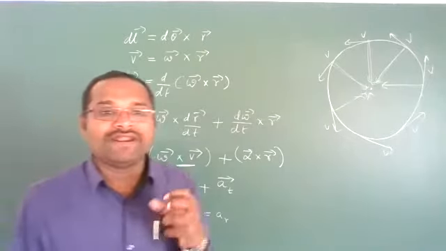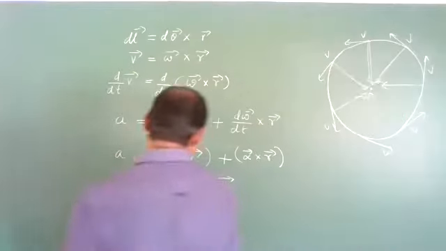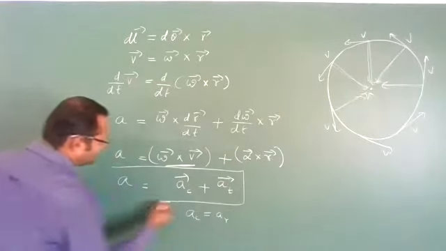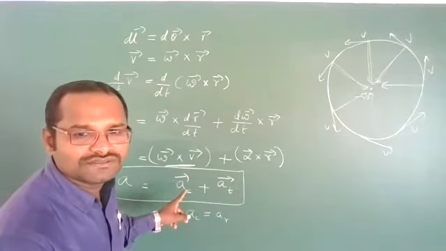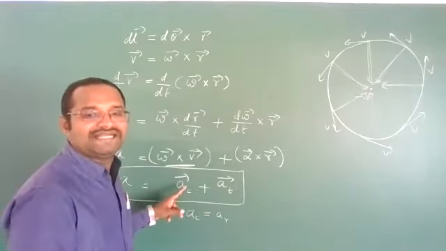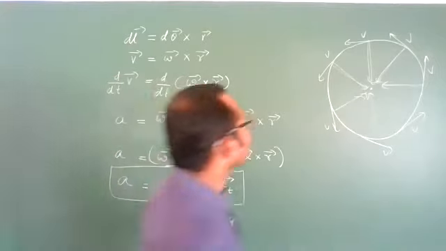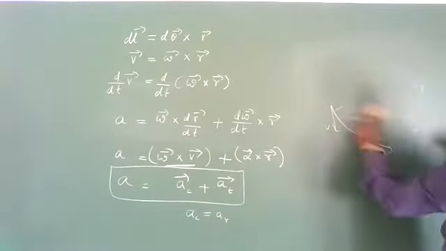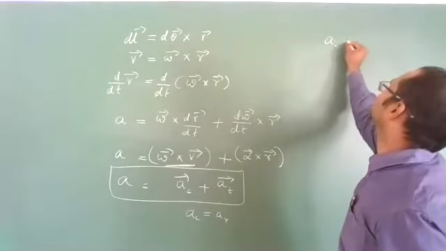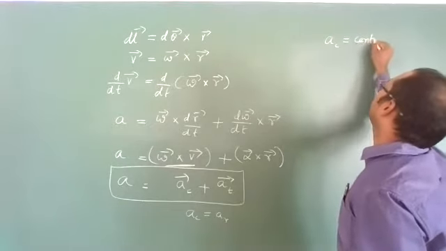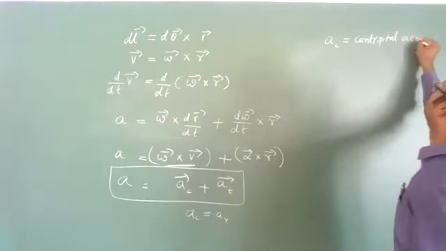That means whenever a particle is moving in a circular path, it will have two types of accelerations: centripetal acceleration and tangential acceleration. a_c is nothing but centripetal acceleration.